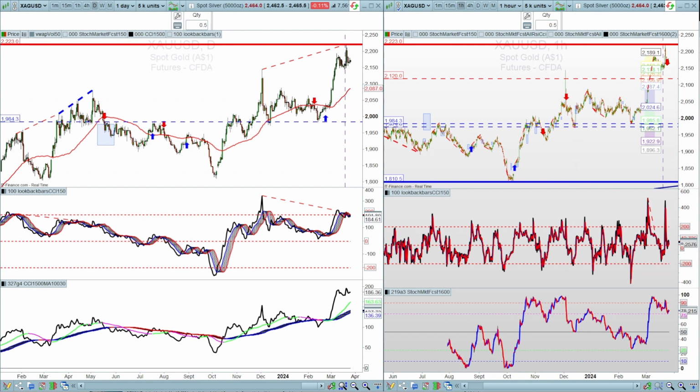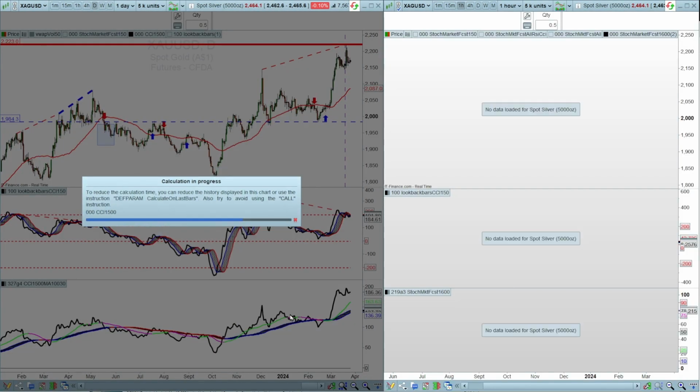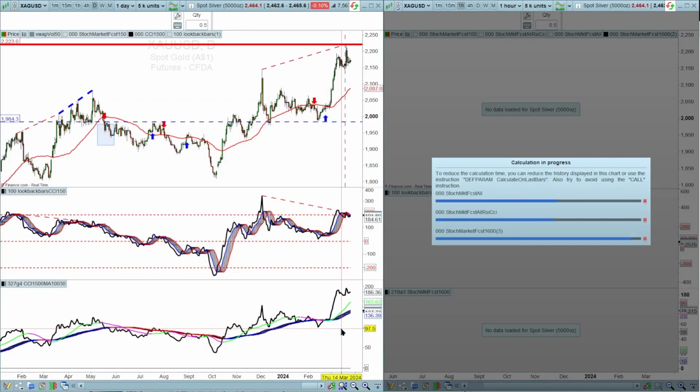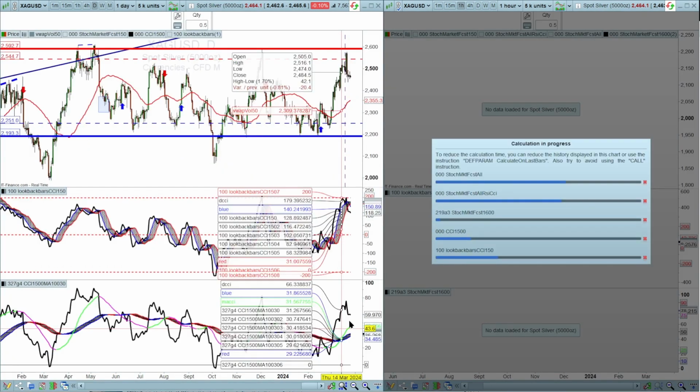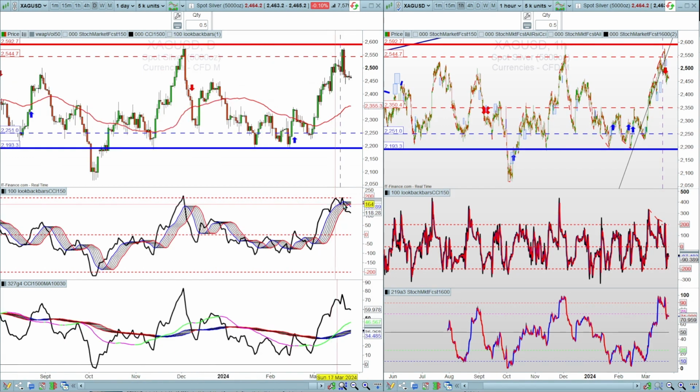With silver, similar sort of pattern actually. So similar pattern, it's got a bullish momentum on the CCI 150, although there is a bit of a pullback. It's actually broken down and penetrated into a short positioning below the moving average band of the CCI 150.